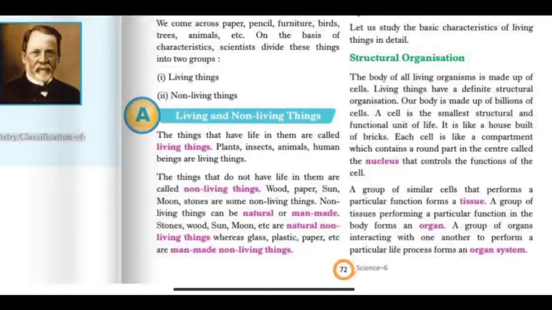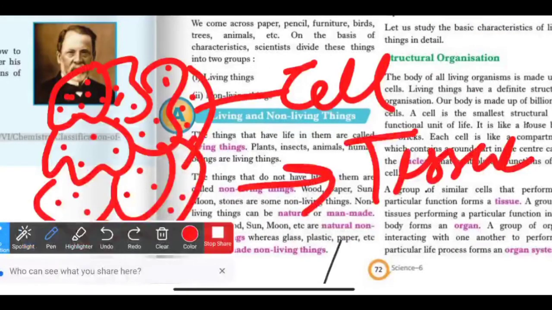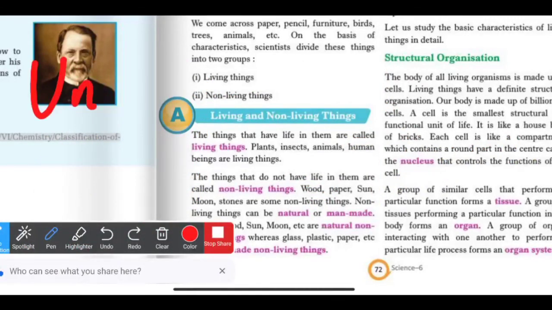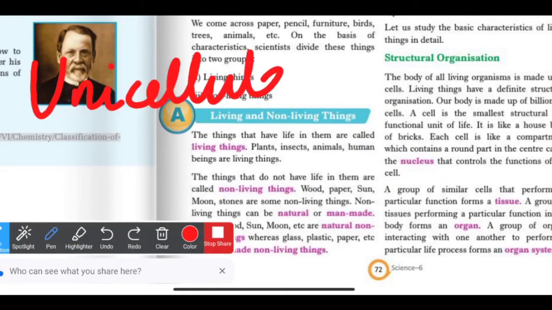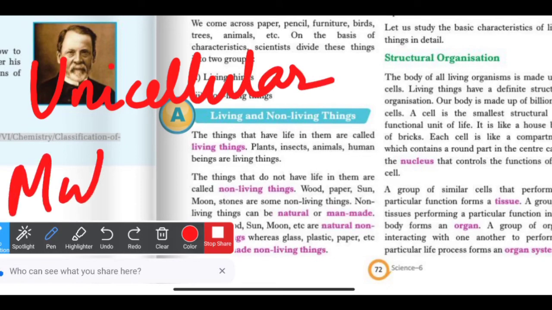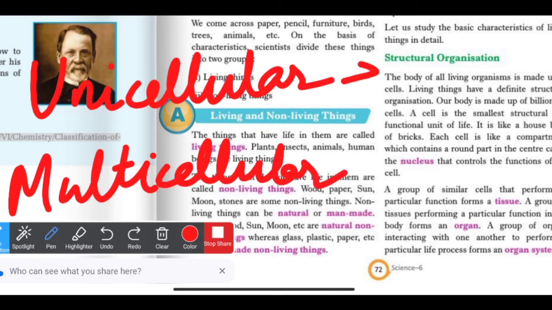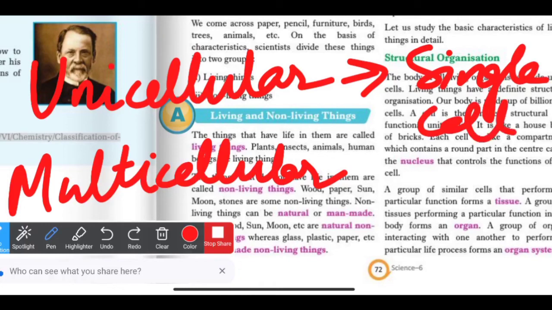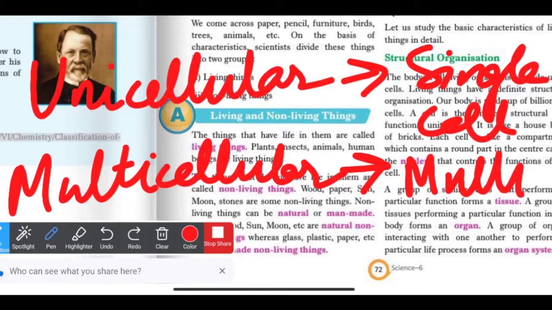How can you classify animals or organisms? As unicellular and multicellular. Unicellular has a single cell, with a single type of cell. And multicellular is not having a single cell. They have multiple cells.